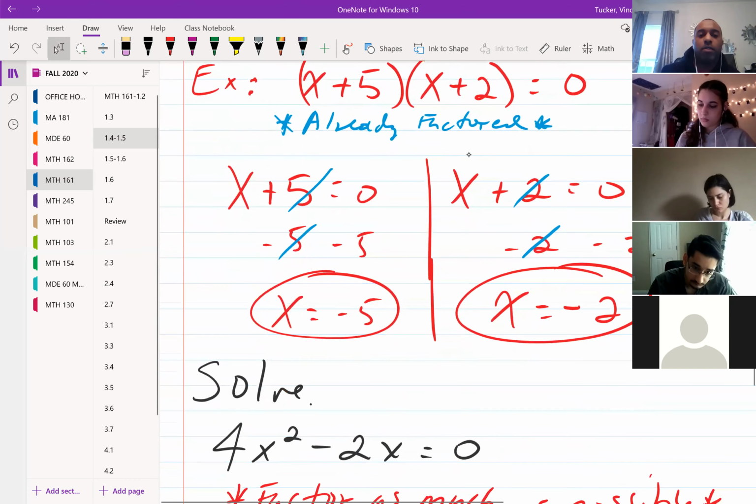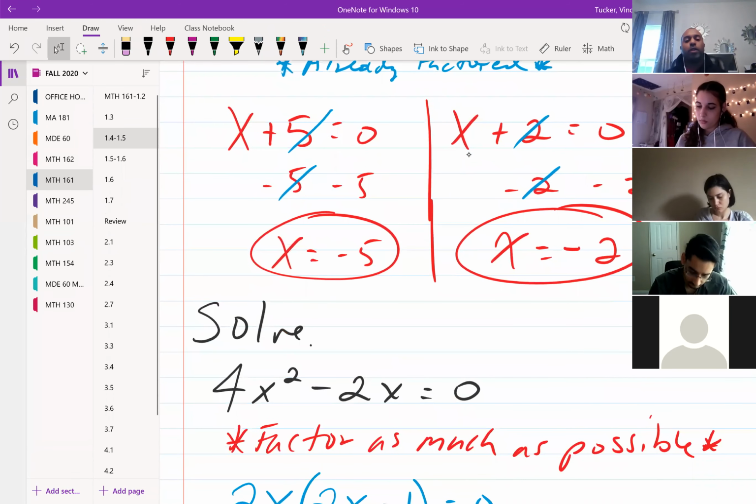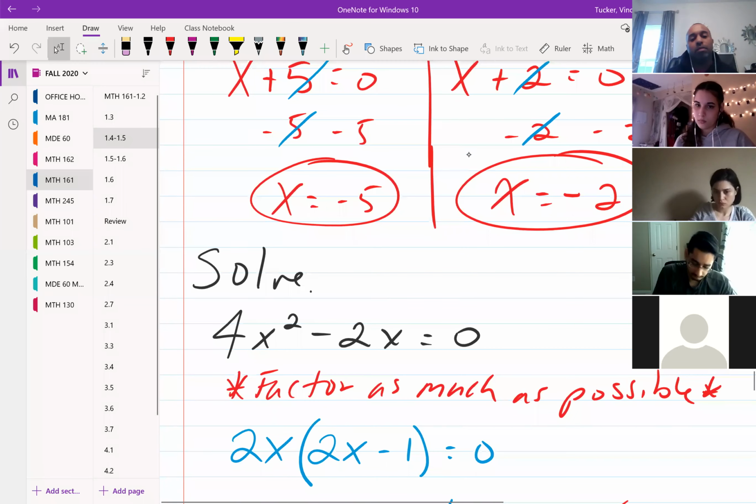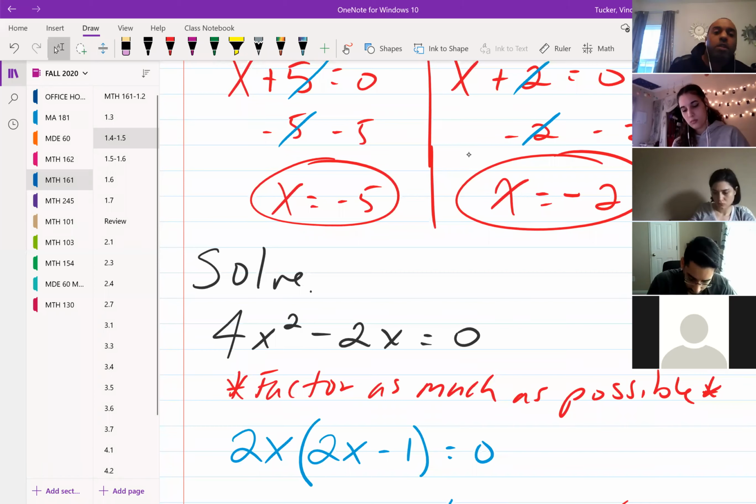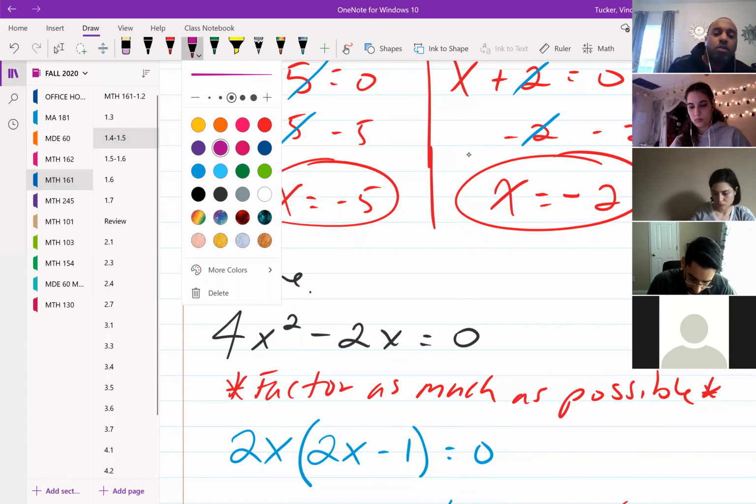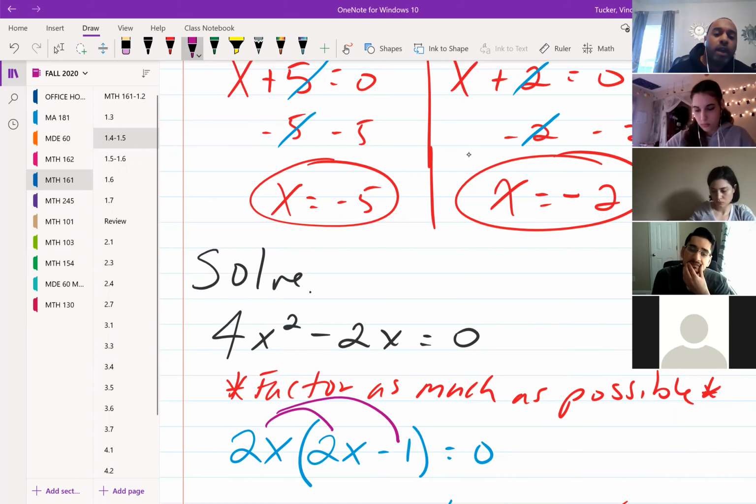All right, so first one, we have 4x squared minus 2x equal to 0. We want to factor this as much as possible. We can factor out 2x from each term. Don't forget, if you factor an expression, you can always multiply it back out, and it should give you what you originally had. So if I distribute that 2x back into the expression, it gives me 4x squared minus 2x.